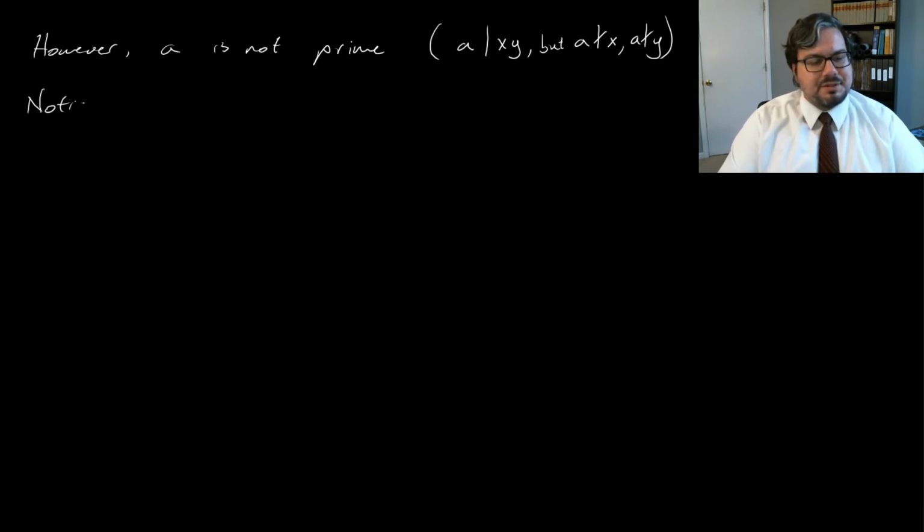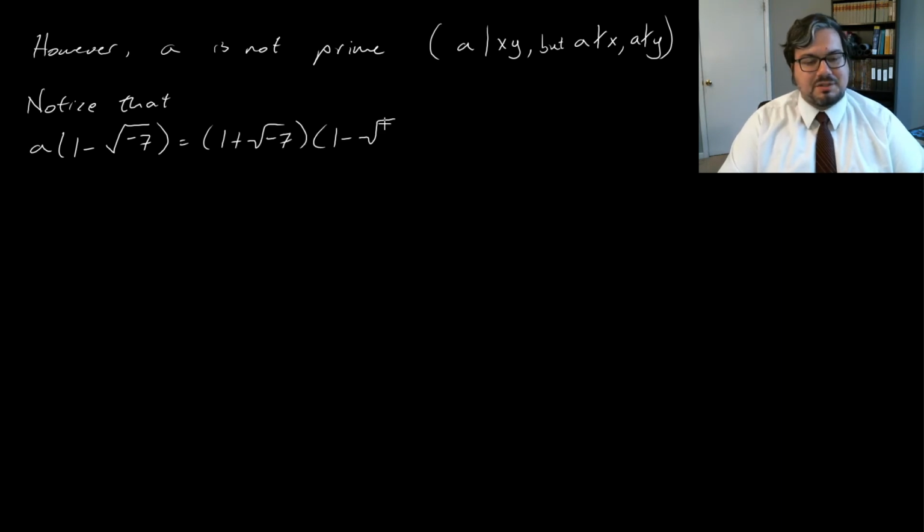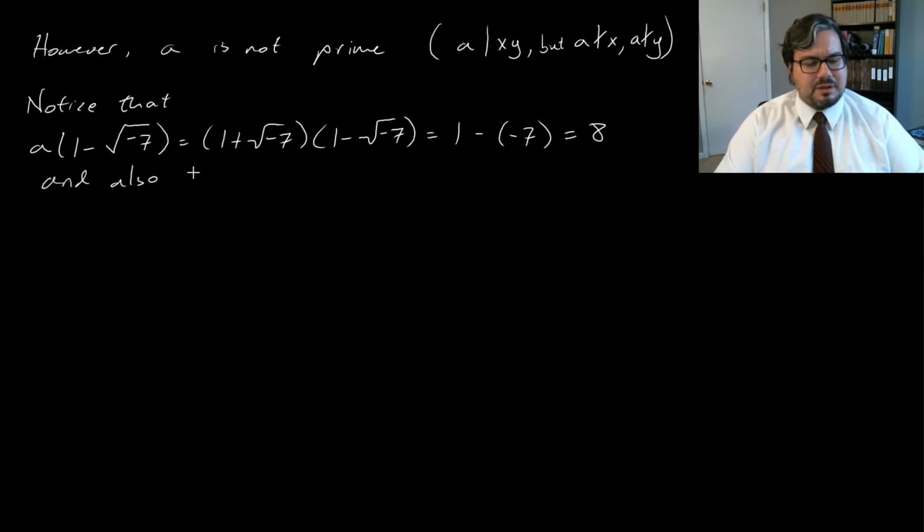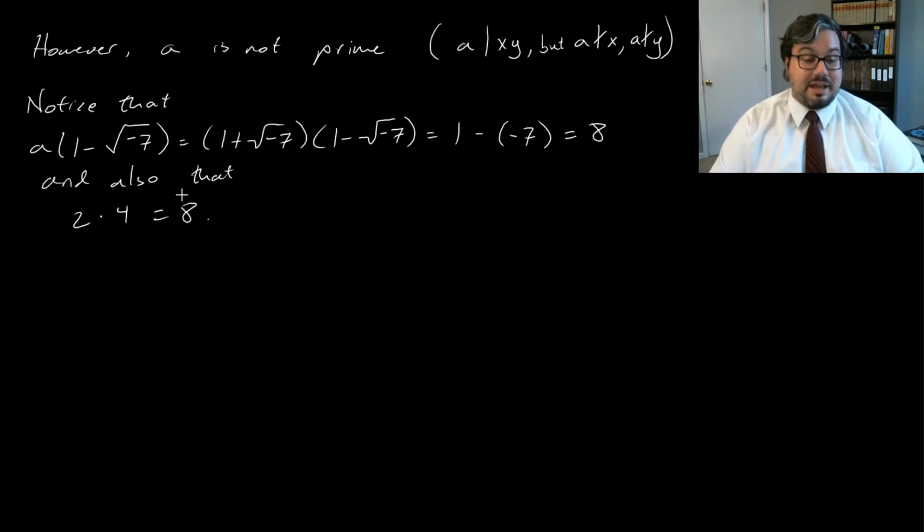So let's notice that A times (1 minus the square root of -7) gives us (1 plus the square root of -7) times (1 minus the square root of -7), which gives us 1 minus the square root of -7 plus the square root of -7 minus the square root of -7 squared, which is -7, which gives us 8. And also that 2 times 4 is equal to 8, of course, because the integers are a subring of our ring, so 2 and 4 exist in there.